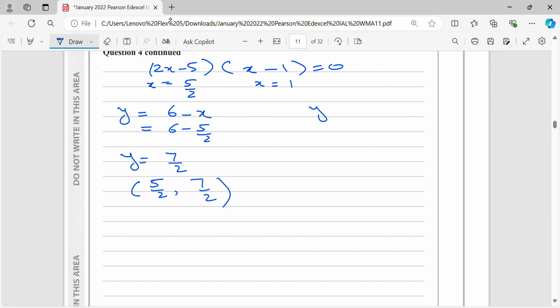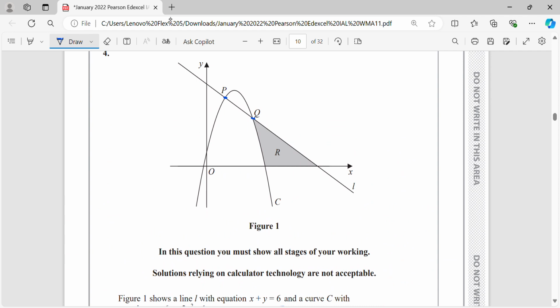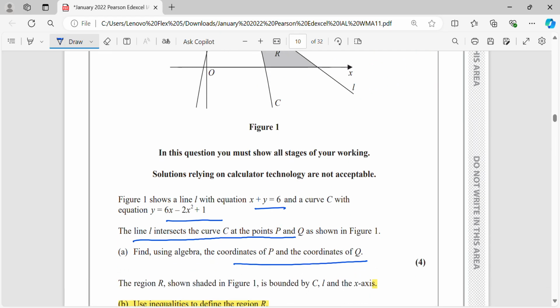Similarly, I can solve for y again when x is 1. So this is 5. The coordinate here will be 1 and 5. So let's look at P. Definitely P is 1 and 5, and Q is 5 over 2 and 7 over 2. You can write it in decimal as well, it's the same thing, 3.5. This was part A.